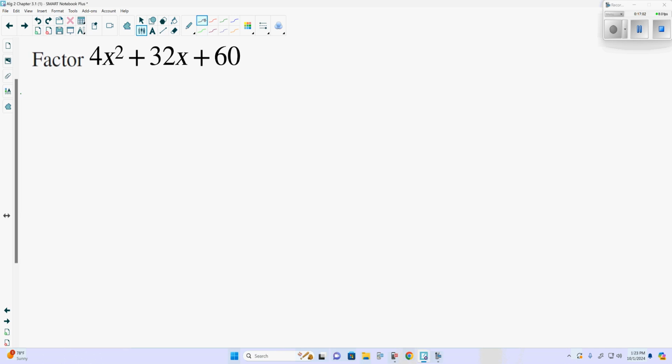All right. Step number 1 is greatest common factor. Is there a greatest common factor between 4x squared, 32x, and 16? 4.